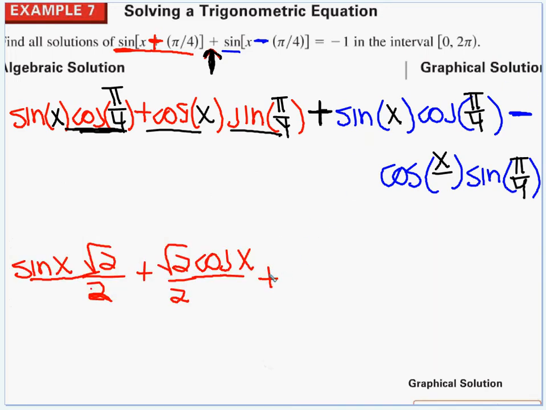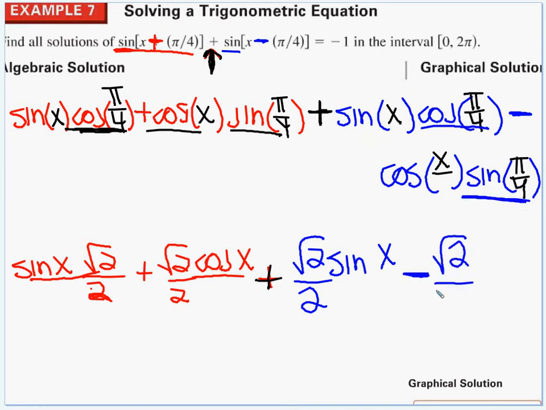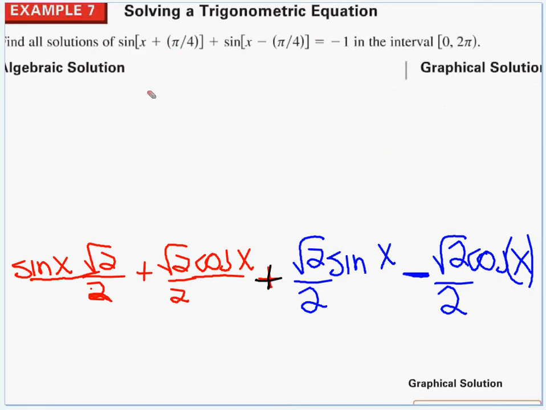And now we go to add. The second stuff is in blue. Here, this cos of quarter pi is also root 2 over 2, and that's times the sine x. Root 2 over 2 times sine x. And then minus sine at pi over 4 is also root 2 over 2, and this is times cos x. And I still don't have enough room. That's equal to -1. So let's see what we can do here.